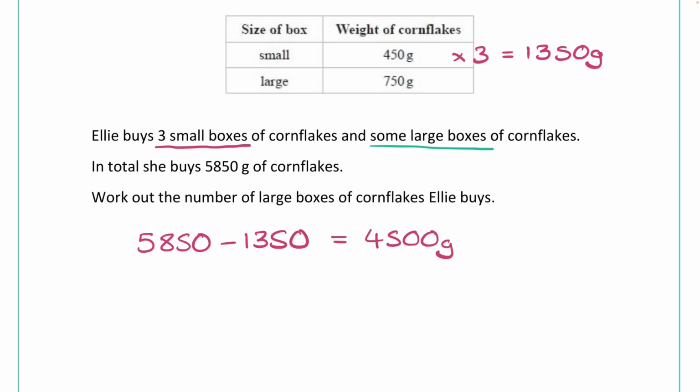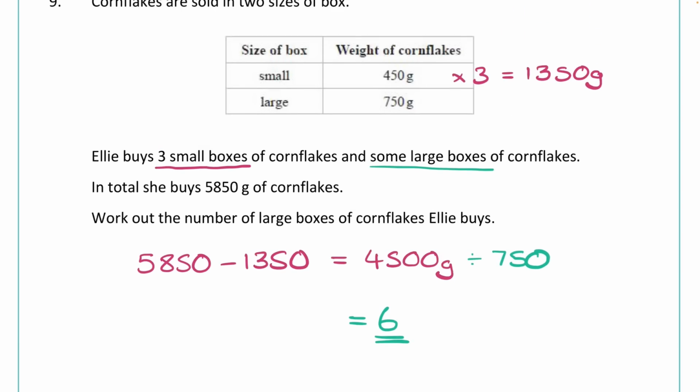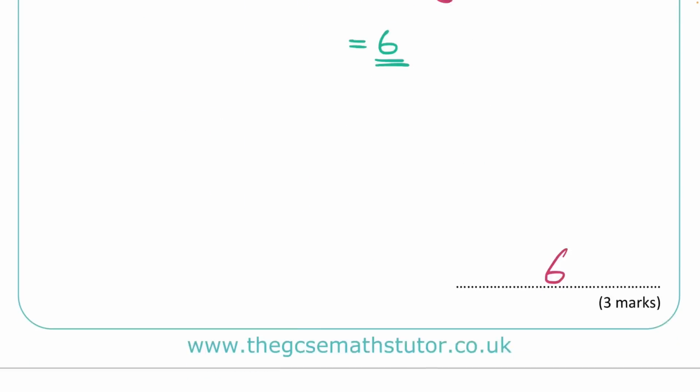Now, of course, at this stage, you have 2 different ways of finding out how many boxes that is. We could multiply 750 by different numbers until we hit 4,500, or we can just do 4,500 divided by the 750 to see how many actually fit in. So divide by 750, and let's just type that in, we get 6. And there we go, so she buys 6 large boxes of cornflakes, and that would be our final answer. Okay, so just using some units there and finding that missing piece.